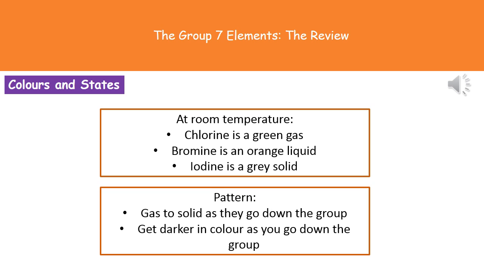So do remember the different states and colours of those 3 at room temperature. So chlorine is a green gas, bromine an orange liquid, and iodine the grey solid. And then those 2 patterns associated with it. So they go from gas to solid as you go down the group, and they get darker in colour as we go down the group.